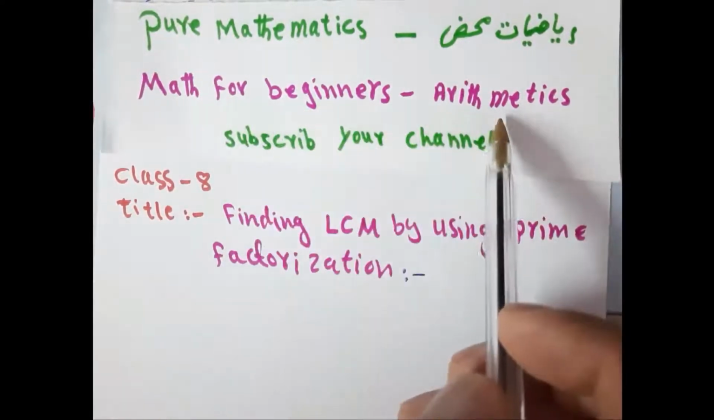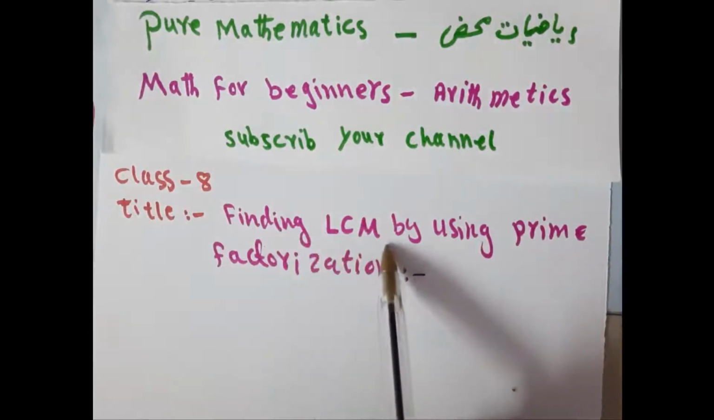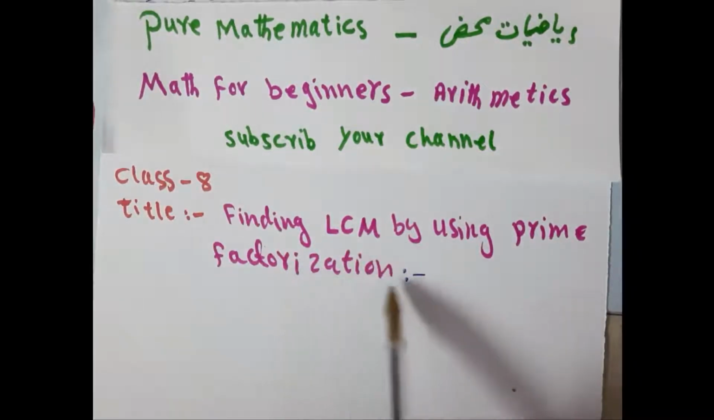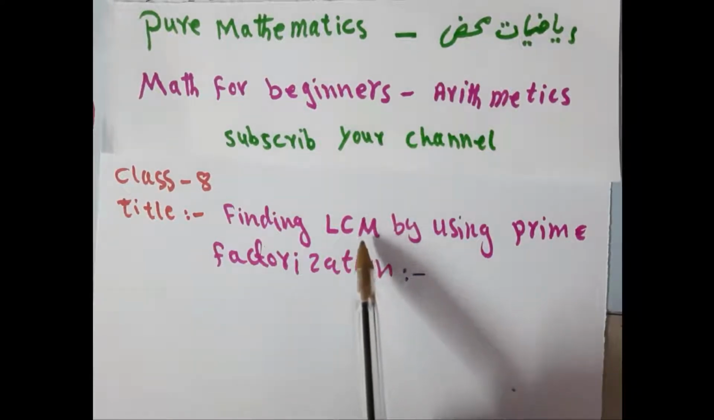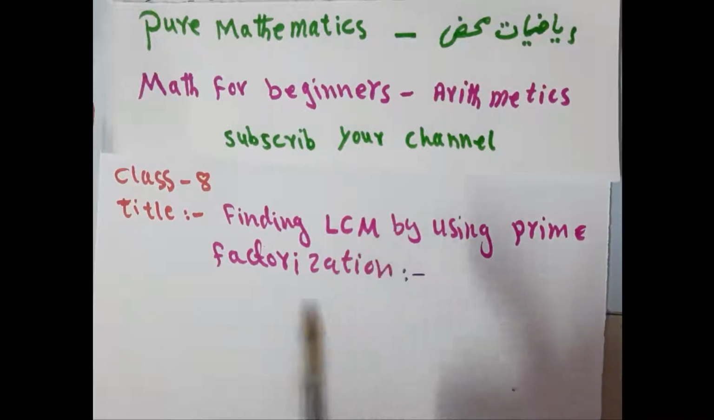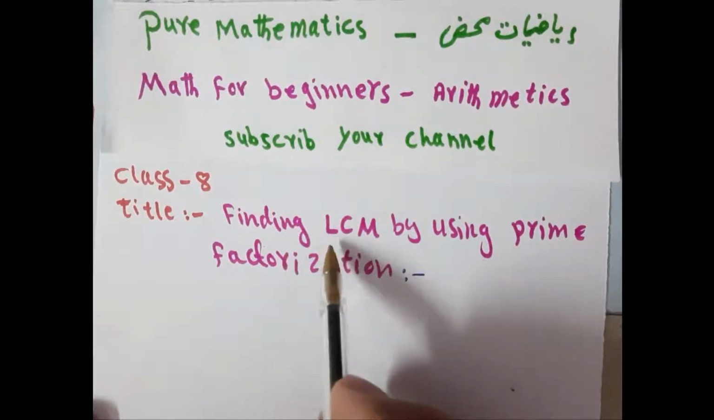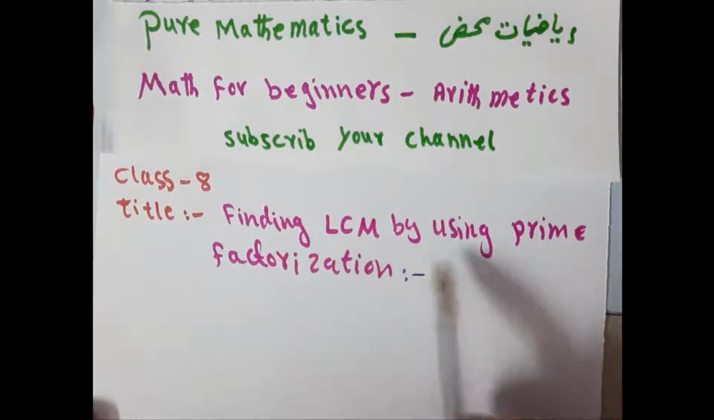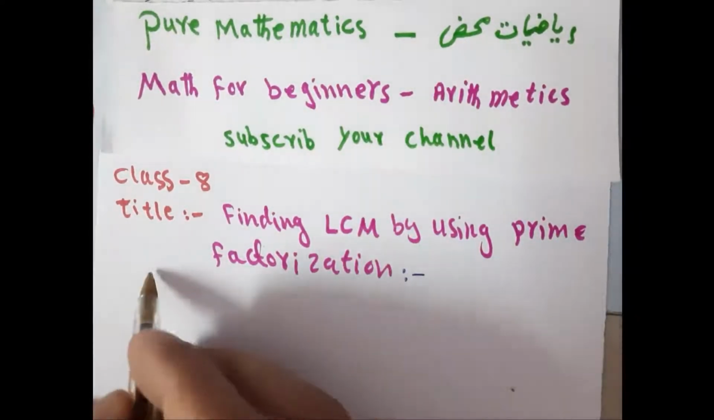Math for beginners, arithmetic. It is class 8. Title: Finding LCM by using prime factorization. Last lesson we studied the definition of LCM and how to find the LCM of numbers by using common multiples. So here we want to explain how we can find LCM by using prime factorization.